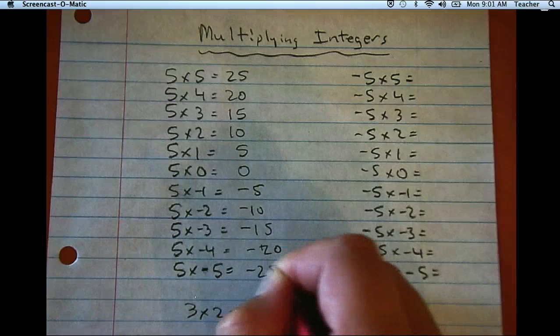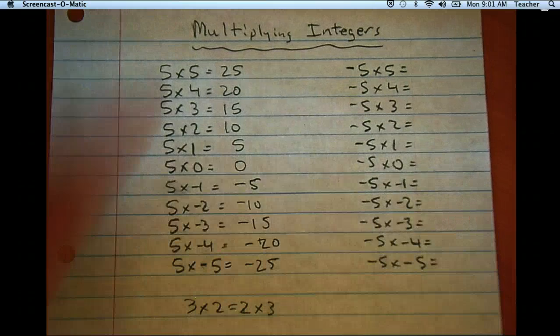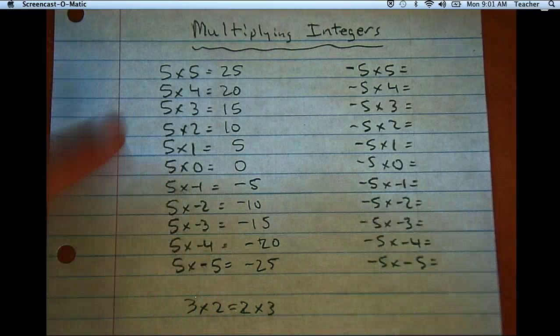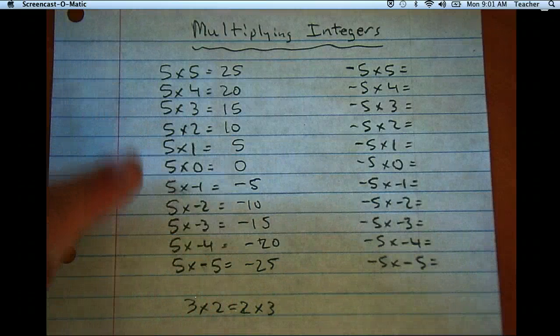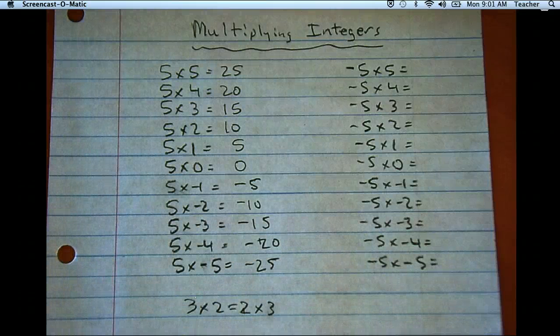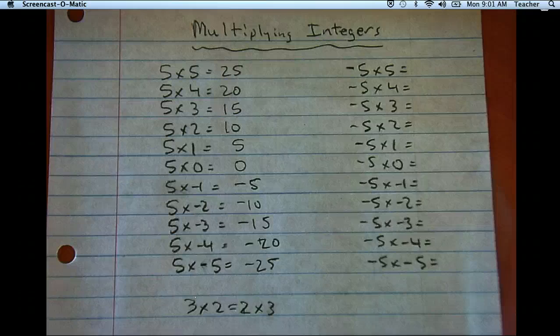And your column should have looked like this. So what happens is my answer keeps on going down by 5, while one of the numbers that I multiply goes down by 1. Okay? Now that's part of multiplying integers. Okay? We're going to do another column over to the right side here.